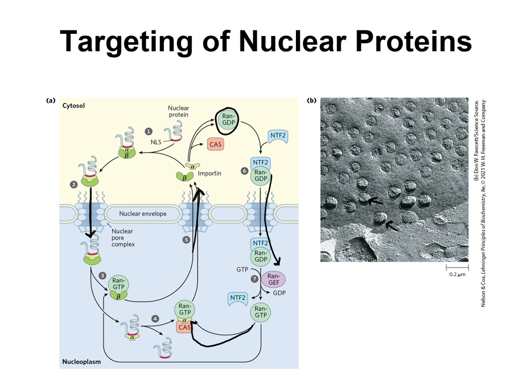And if there are issues with this process, let's say there's a mutation or something that causes RAN to constantly bind GTP or never bind GTP and it's always in the GDP bound form, what might happen? Think about it.